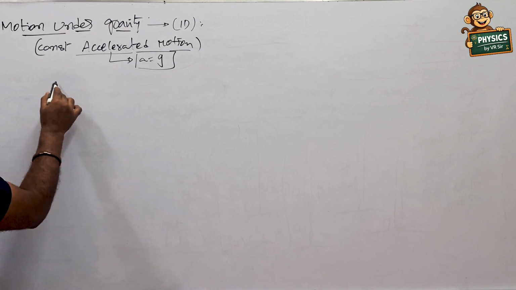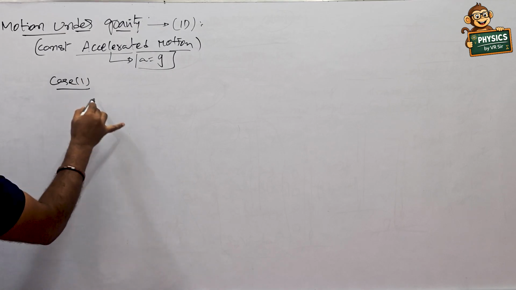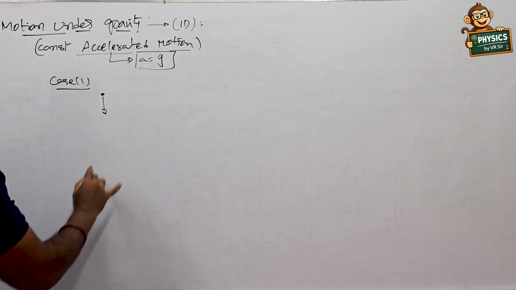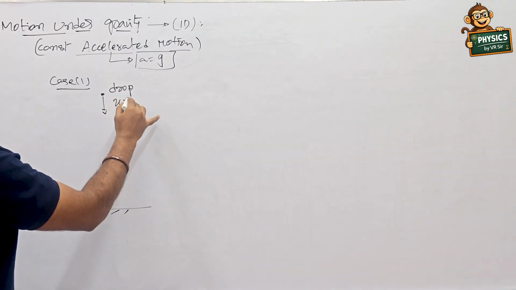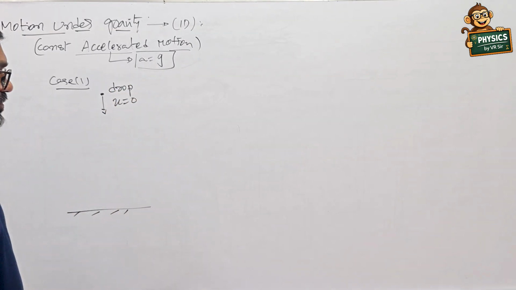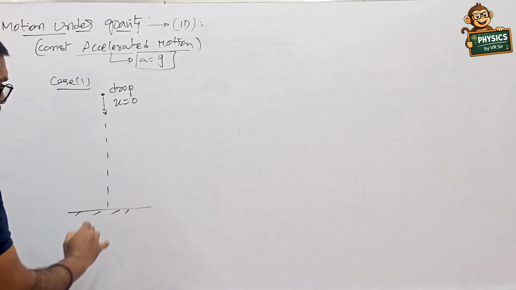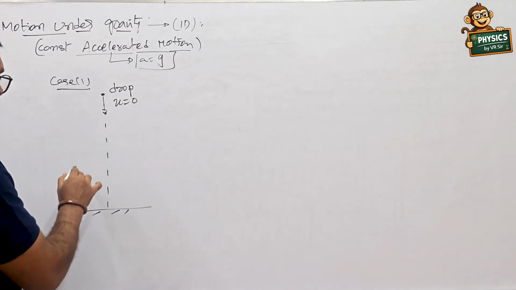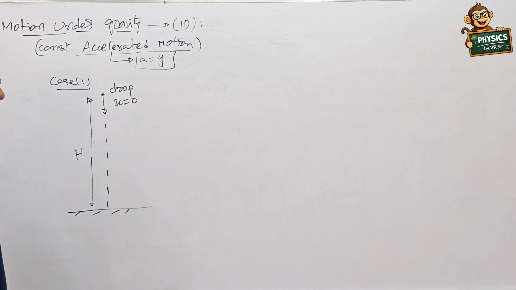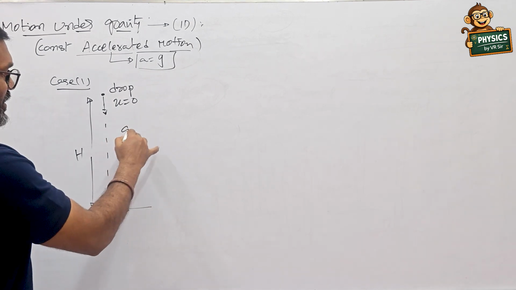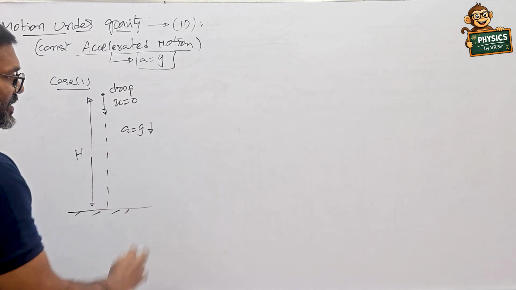The first situation is case 1. An object is dropped from some height. Whenever we say drop, its initial velocity is 0. Now the object is falling down, reaching the ground. It is dropped from the height h. So this is the situation. And what about the acceleration? Acceleration due to gravity is downward only.